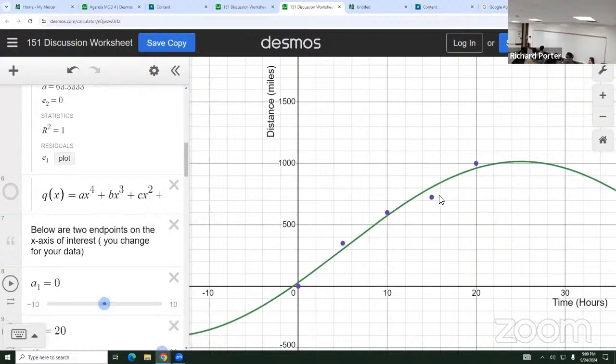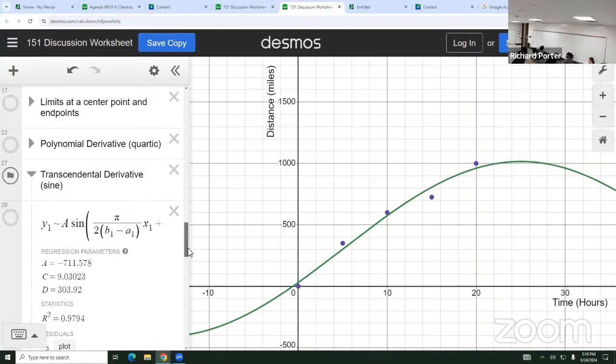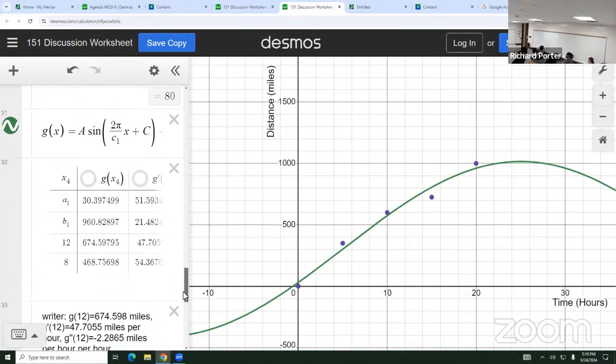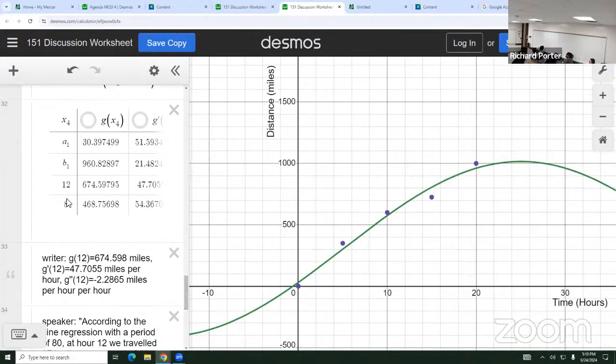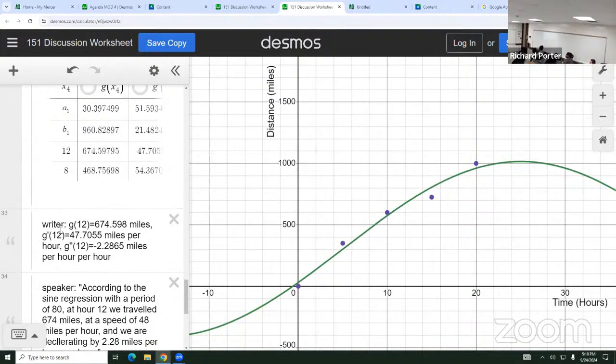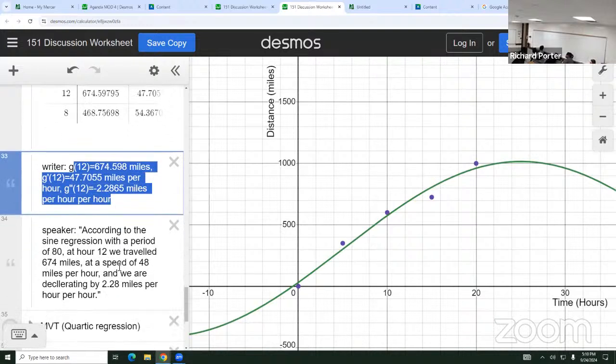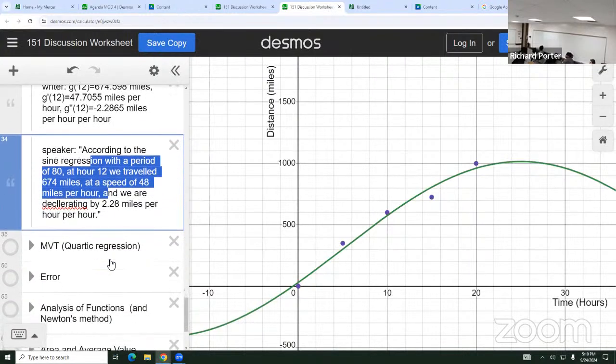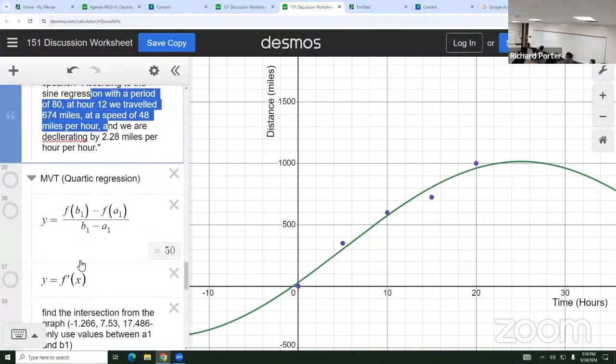So now I've got the data and a sine regression, and I want to say the same things I said last week with derivatives and so on. If you're doing the table, you're the producer, make sure you do a table and pick different values. The writer does the same thing you did last time, and the speaker does the same thing, except the speaker has to mention the period because you are allowed to change it. You can pick whatever period you want.